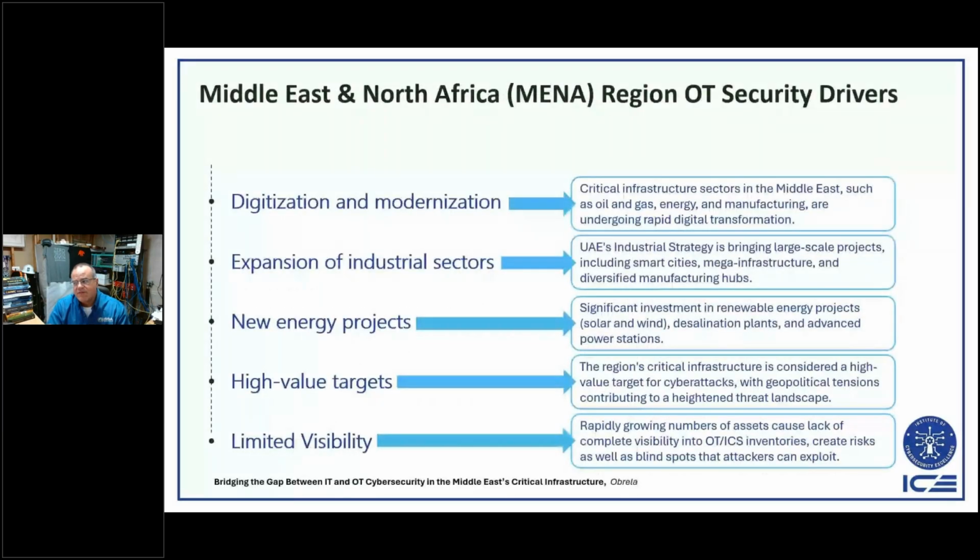So within that region, what are some of those OT security drivers? In region, we have a digitization and modernization effort. Critical infrastructure sectors in the Middle East, such as oil and gas, energy, and manufacturing, are undergoing rapid digital transformation. That's going to push a lot of expansion, especially at the system level: networks, applications, systems, services. I think we're seeing a lot of this. There's an expansion within the industrial sectors. There's a lot of dollars being driven into that.